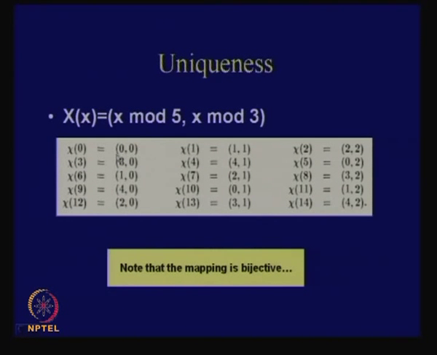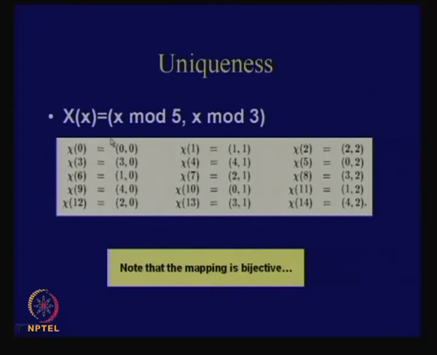So for each of them, what I am doing is that I am storing 0 mod 5, 0 mod 3. For this case, for example, when the x value is 0, then I am storing 0 mod 5 and 0 mod 3. When x is 1, I am storing 1 mod 5 and 1 mod 3. For example, when x is 10, I am storing 10 mod 5, which is 0, and 10 mod 3, which is 1. So similarly, I can populate this table.